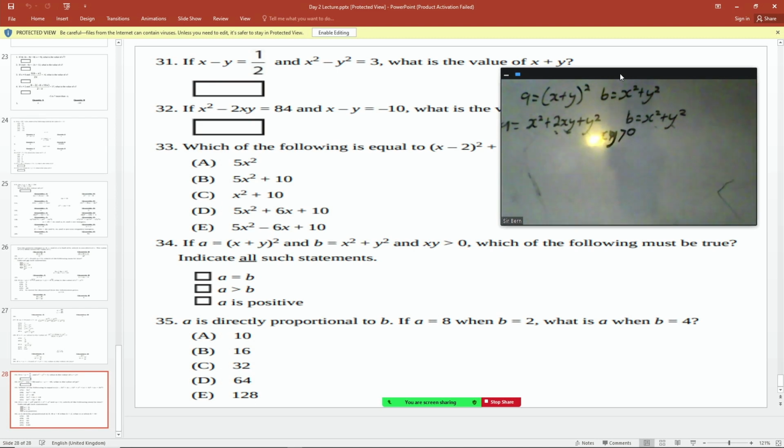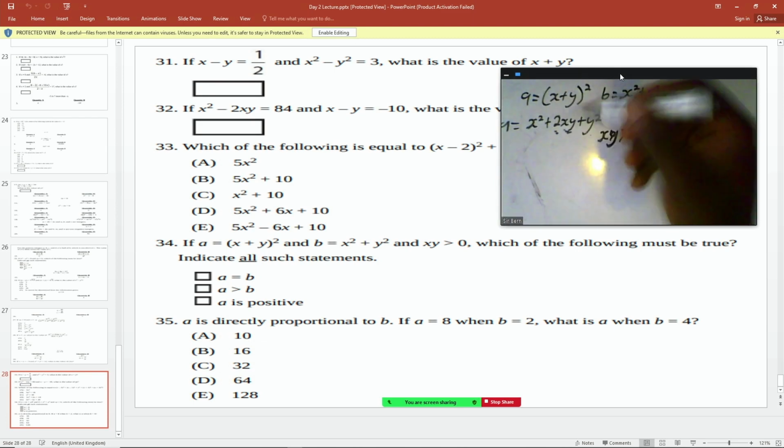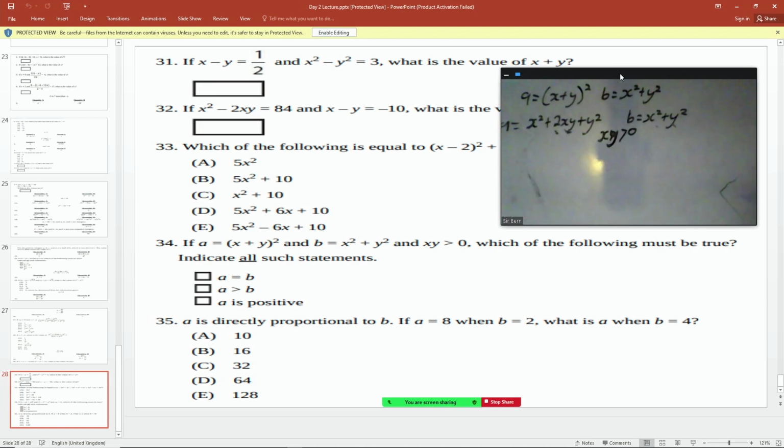And I'm saying A is positive. Of course, A is positive. The reason is any number squared is a positive number. So x squared is a positive number. y squared is a positive number. And the question also says that xy is greater than 0. So that is positive. Positive times 2 will still be positive. So positive will give us a positive number. So our answer is A is greater than B and A is positive. So to our last question.